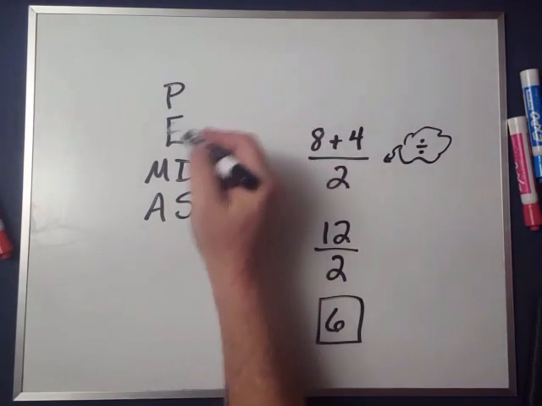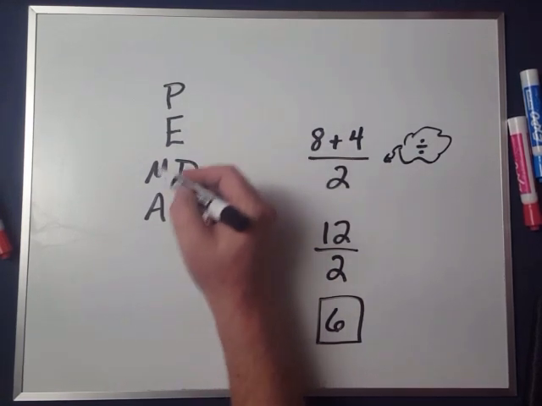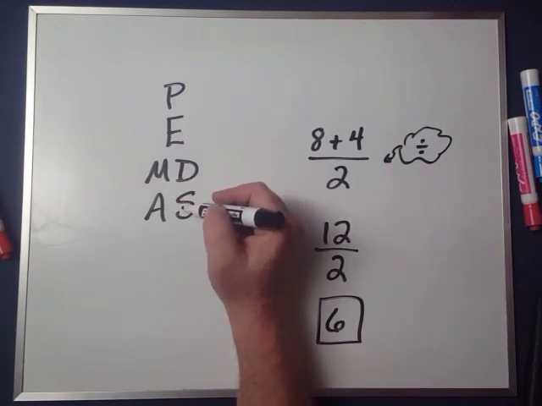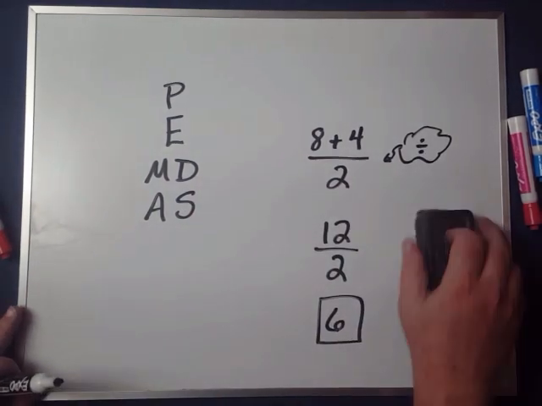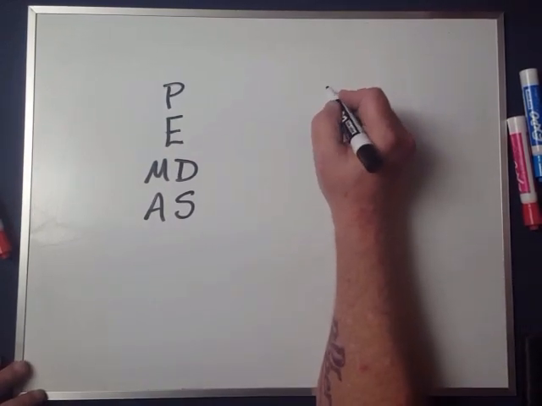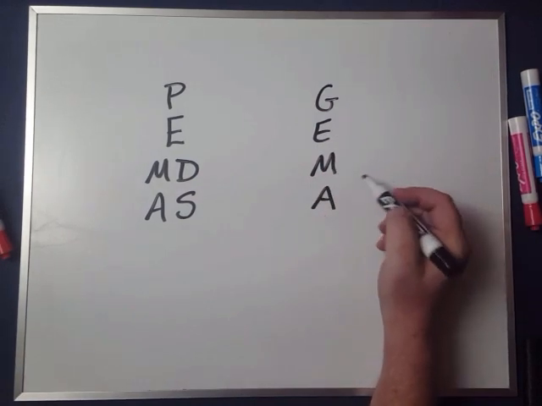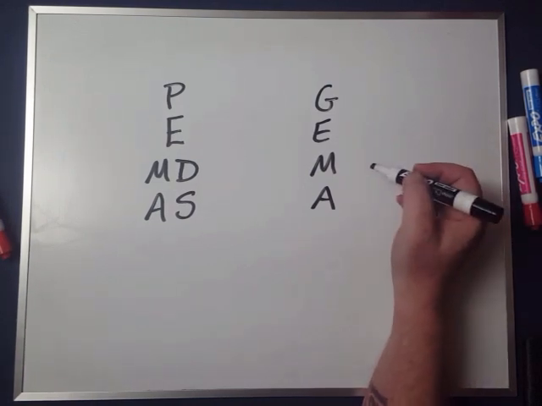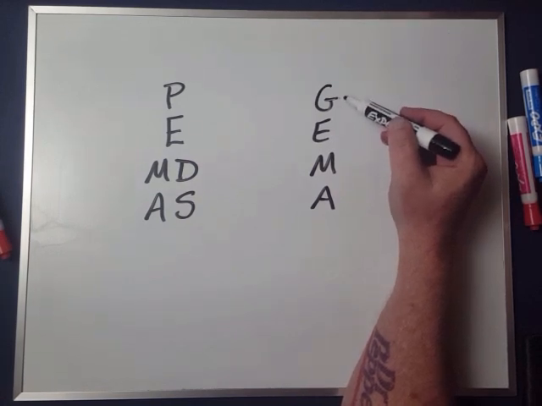So we see where this PEMDAS comes from: parentheses, exponents, multiplication and division as they appear from left to right, addition and subtraction as they appear from left to right. But I've seen another instructor use this abbreviation, which makes a little more sense to me. I don't know how you want to pronounce that. Gema, Gemma, whatever. But this reminds me that the order of operations says work in grouping.